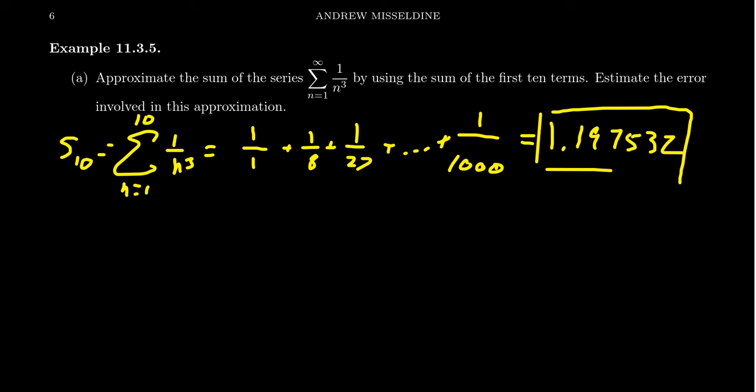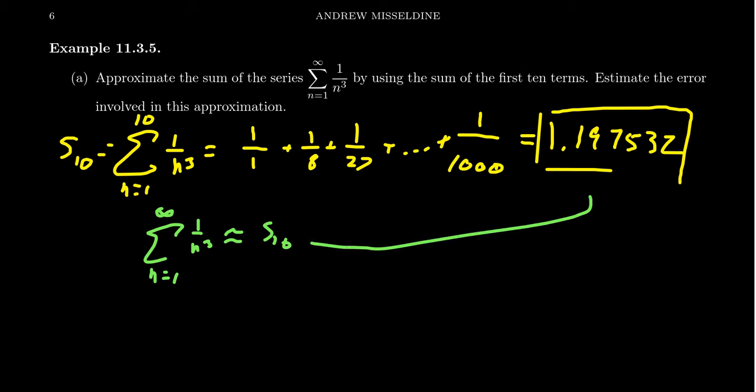So we have an estimate for this thing. Our series, n equals 1 to infinity, 1 over n cubed, is approximately S10, which is this value here. So it's approximately 1.197532. And how good of an estimate is it? Well, if we call this value S, then S minus S10 is going to equal our remainder term, R10.